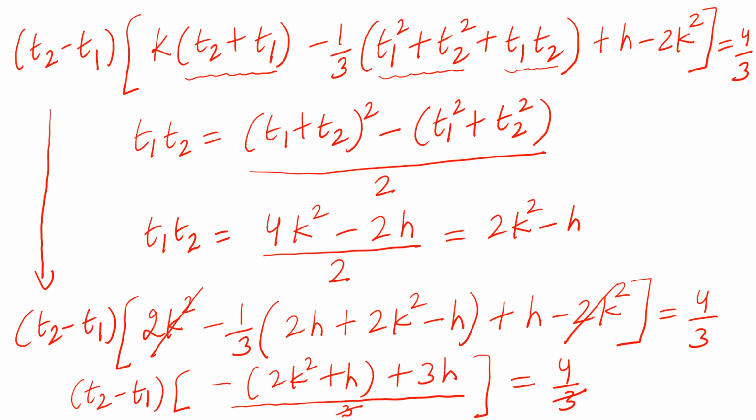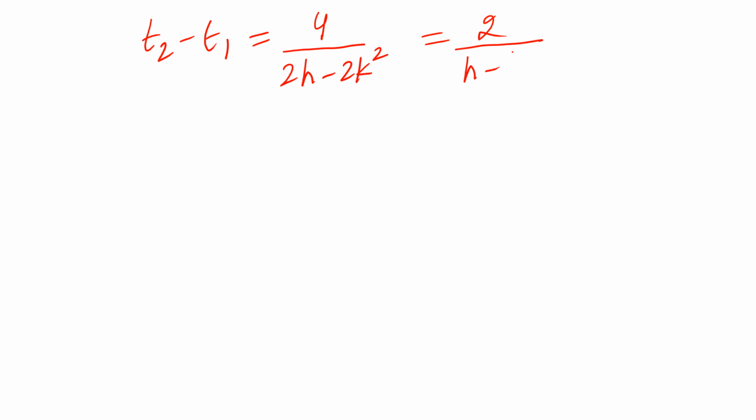Now we move further. Now students, this can further be written as t2 minus t1 equal to 4 upon 2h minus 2k square, which is equal to 2 upon h minus k square. Now students, to find the locus of the point h comma k, we need to eliminate t1 and t2.